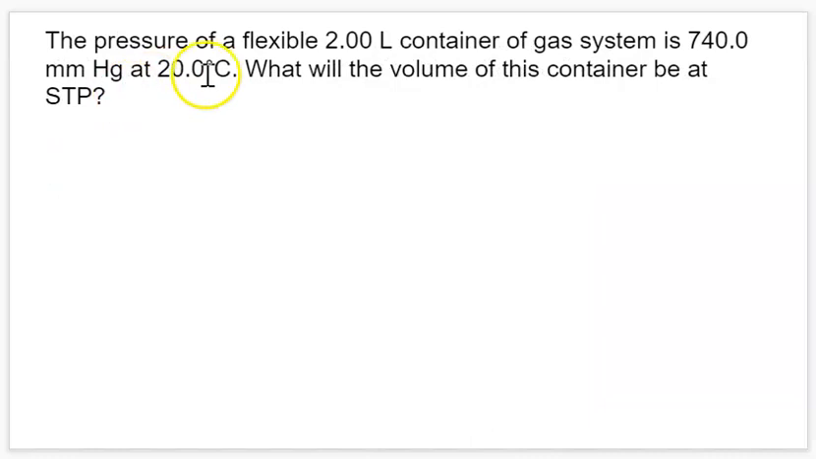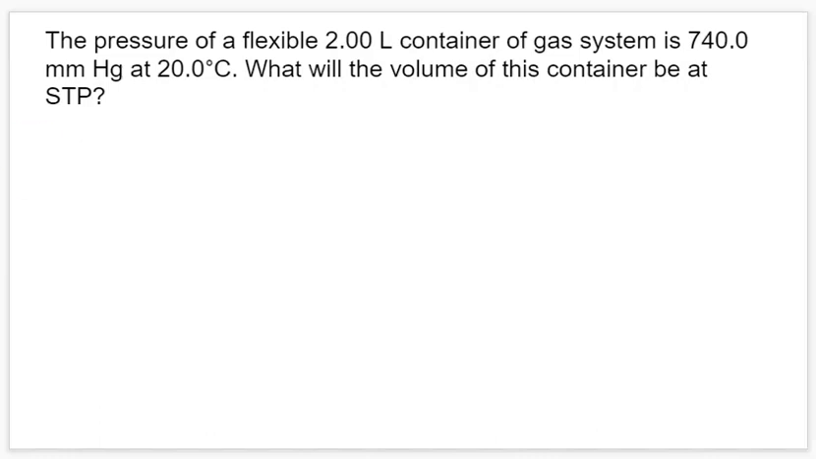The pressure of a flexible 2-liter container of gas is 740 millimeters of mercury at 20 degrees Celsius. What will the volume of the container be at STP, standard temperature and pressure? If y'all recall, standard temperature and pressure is equal to 0 degrees Celsius or 273.15 Kelvin and 1 atmosphere. Since this problem is in millimeters of mercury for pressure, it doesn't matter what pressure units you use as long as your P1 and your P2 are the same. We're going to want to figure out what STP is for millimeters of mercury. And if we recall, 1 atmosphere is equal to 760 millimeters of mercury. So that's what we're going to use as our P2.